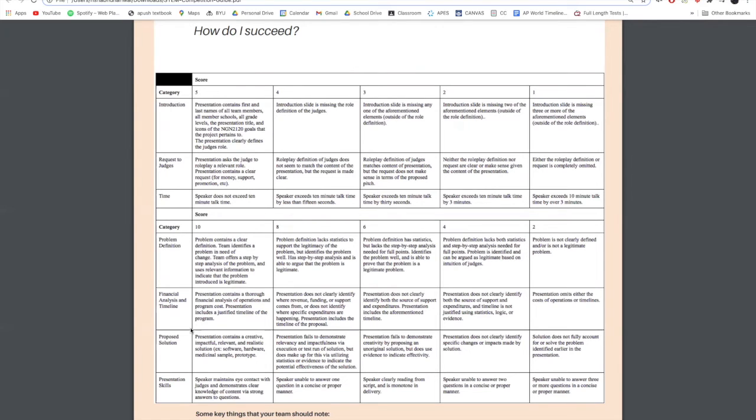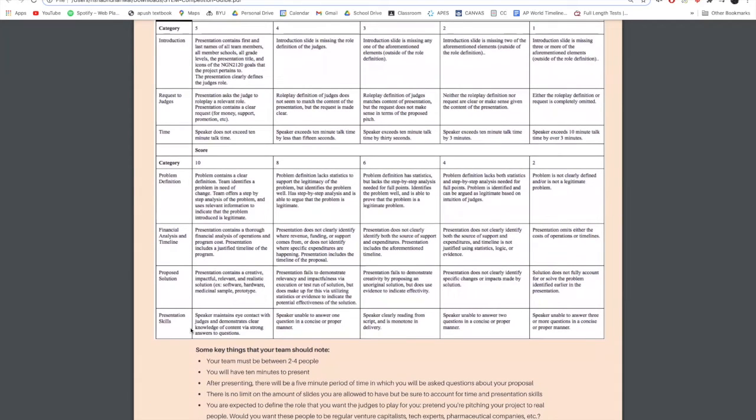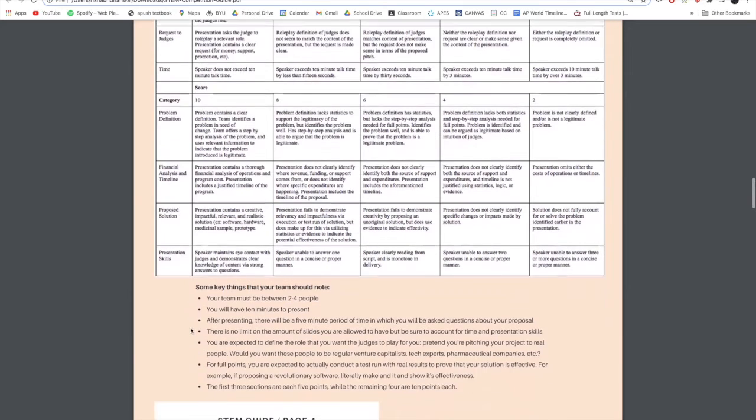And lastly, your presentation skills. Your presentation skills and how well you teach and speak to your judge on your topic is going to be a key indicator of how you perform.